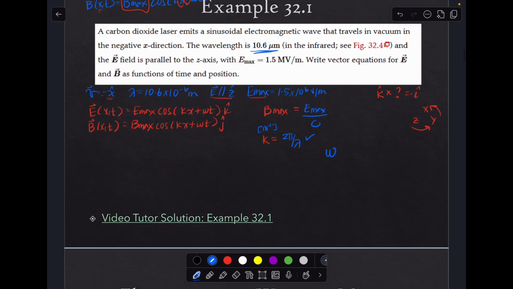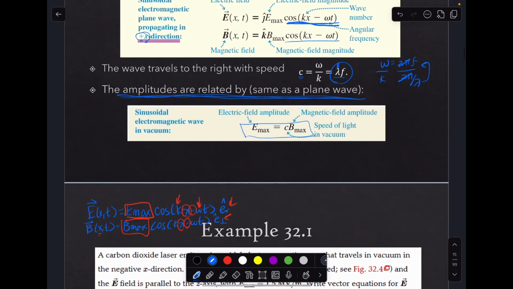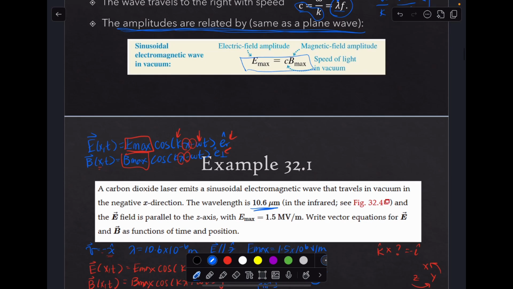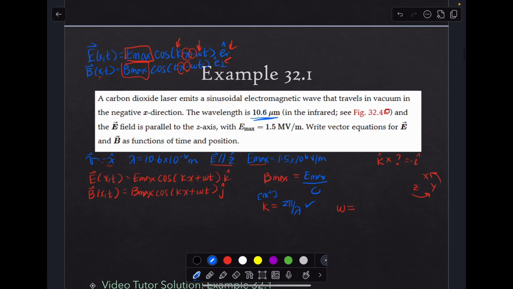So I'll write that in red since I was writing my unknown. So then omega would be equal to, we can use this relationship here, c times k, right? We know c, and now we know k. And now we can plug all those values in, right? We're going to plug in k, omega, B max, and we're good to go.